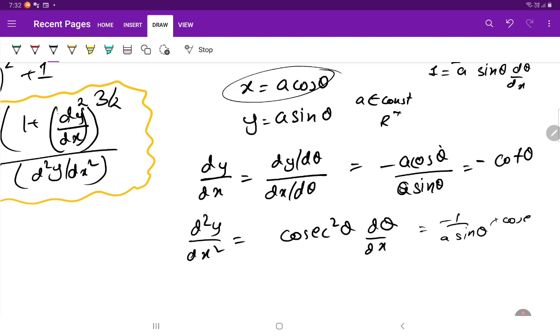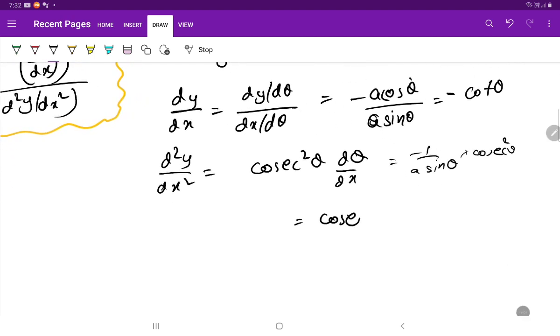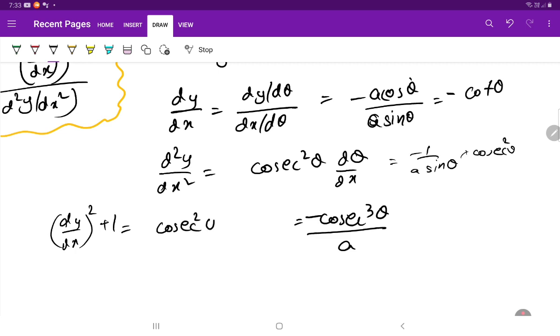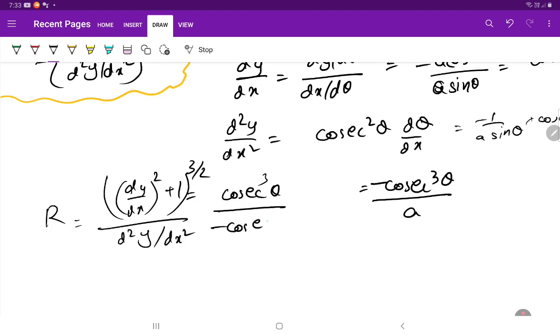Into cosec square theta, right? So now further simplification will yield you cosec cube theta upon a with a negative sign, and hence dy by dx whole square plus 1 is equal to cosec square theta. Now taking whole to the power 3 by 2, you will get cosec cube theta. So the radius of curvature is equal to this division by d2y by dx2. You will get minus cosec cube theta into a, which will come out to be minus a.